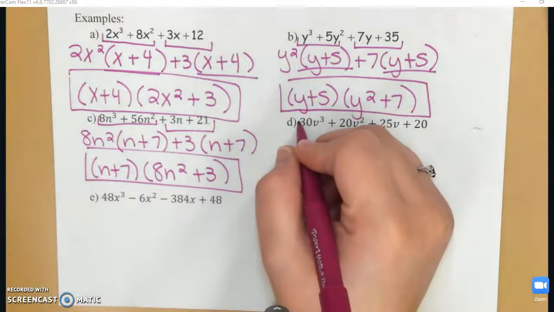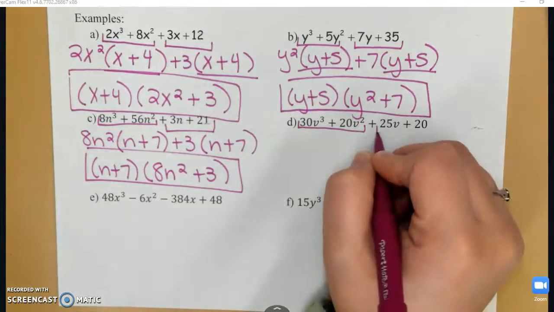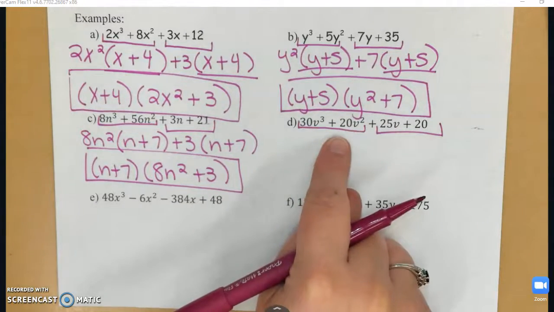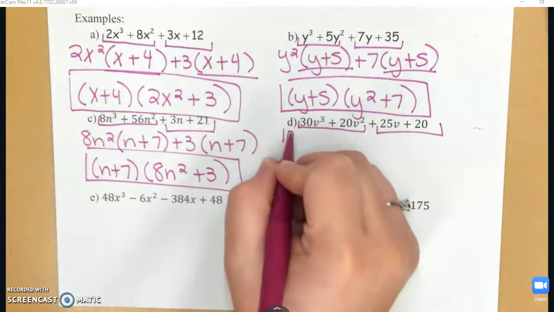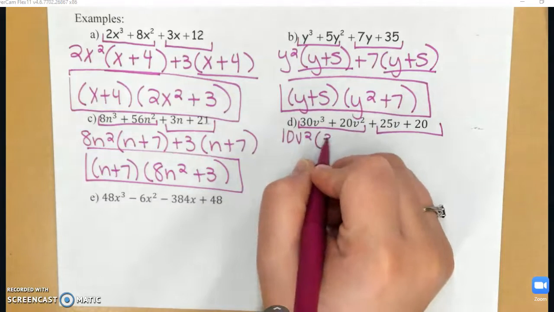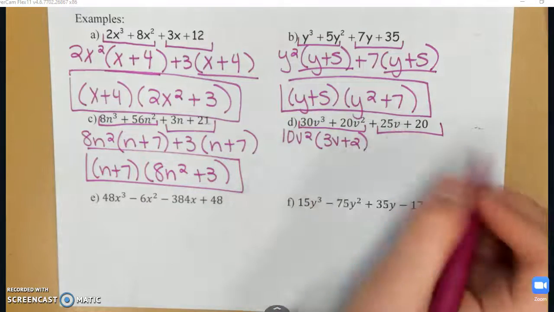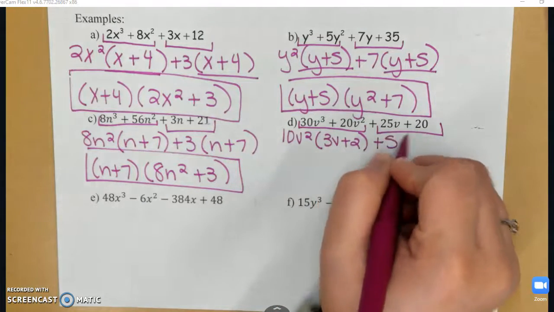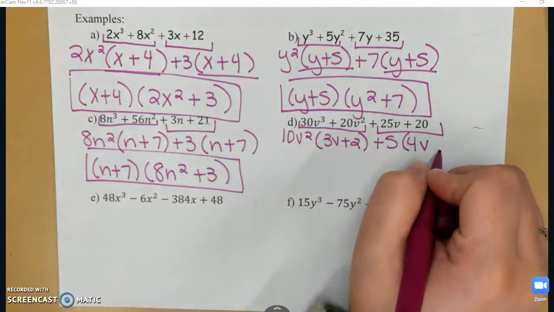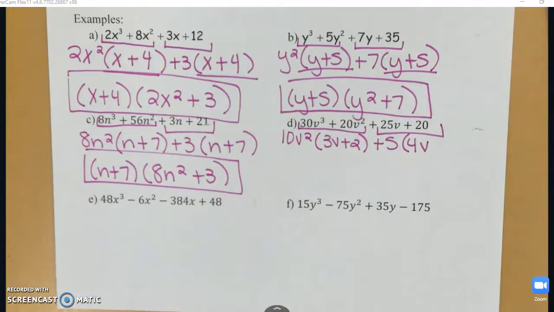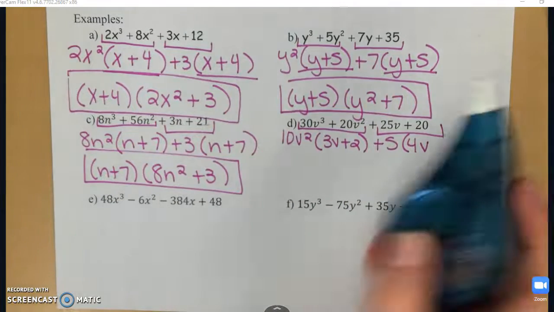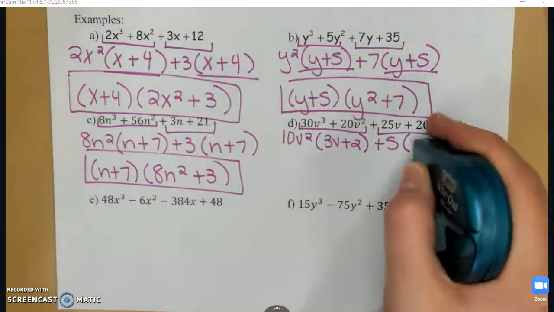Okay, on to D. My first 2 terms, I can factor out 10v squared. That'll leave me with 3v plus 2. And on my second term, I can factor out a 5, and that leaves me with 5v plus 4.